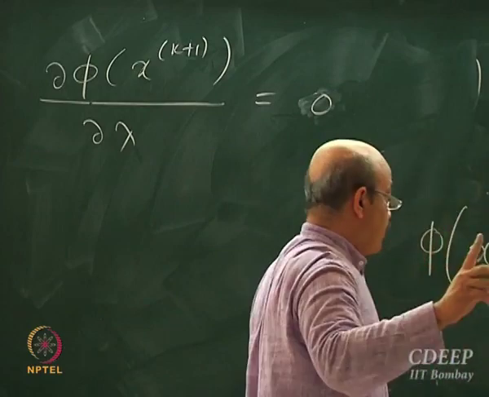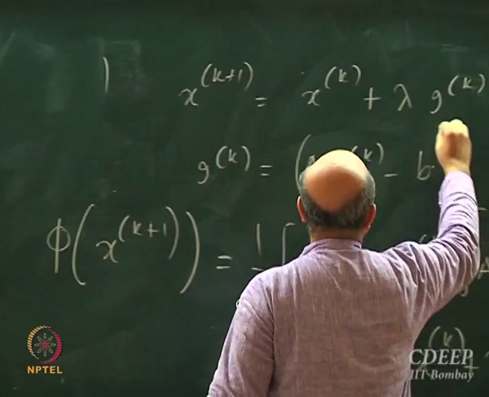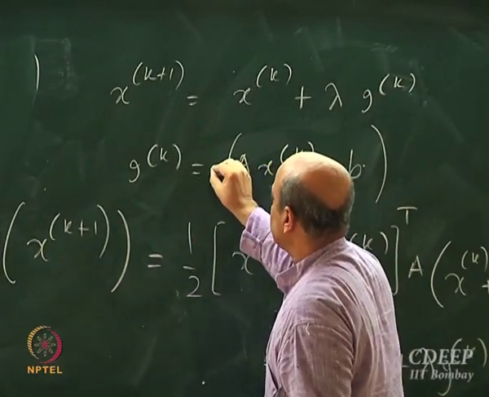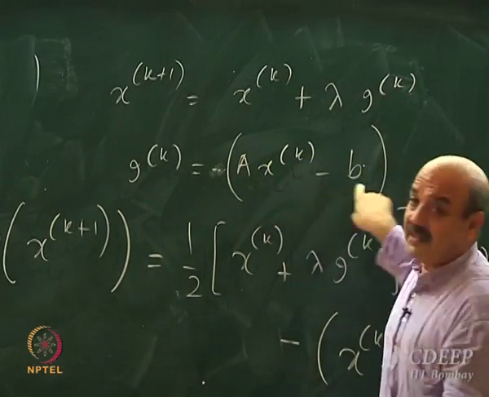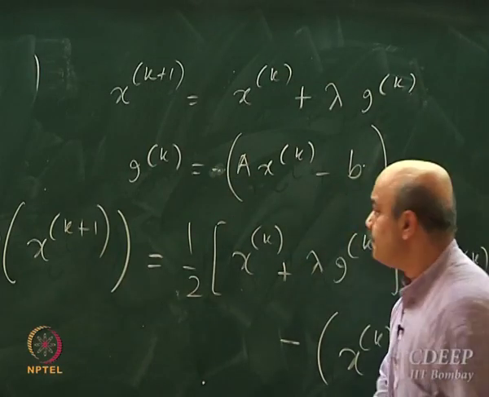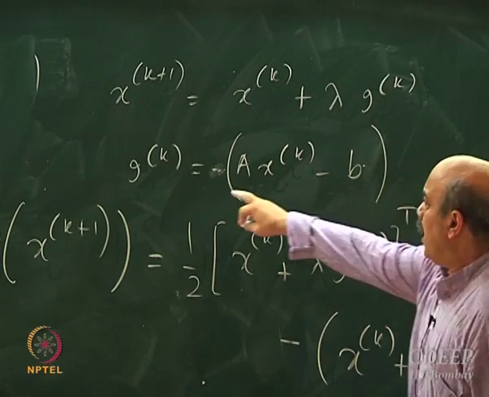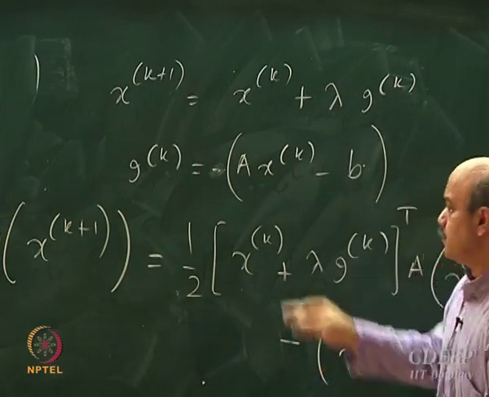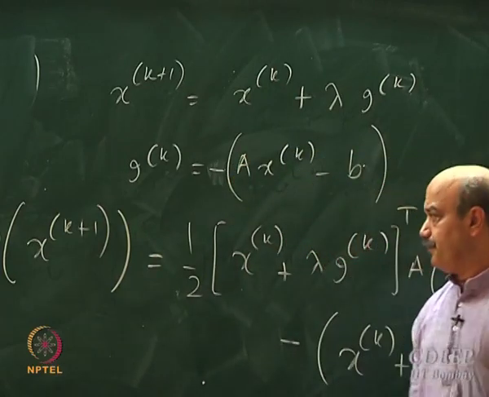Well, there is one small problem here. I want to move in the negative of the gradient direction. So make one correction. The gradient direction is this, and my gk, the direction in which I want to move, is the negative of the gradient direction. So put a minus here.